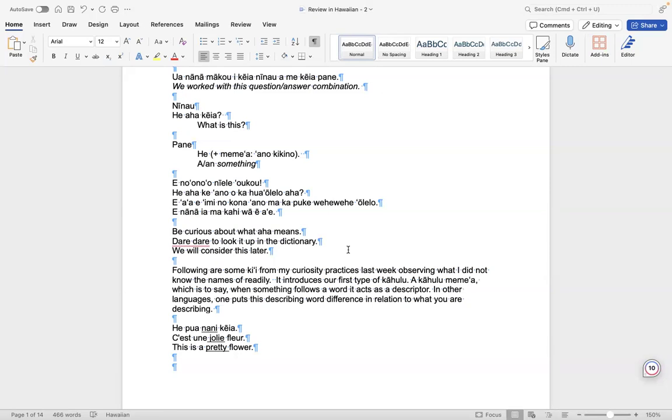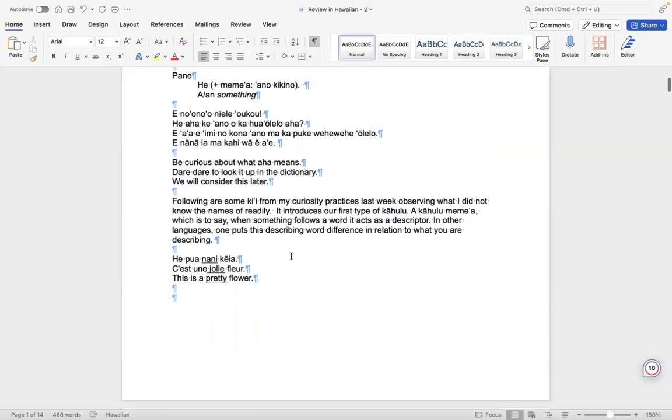Be curious about what aha means. Like we looked at what he is and we looked at kēia, but we didn't discuss aha. So dare to look things up in the dictionary, and we'll look at this later.